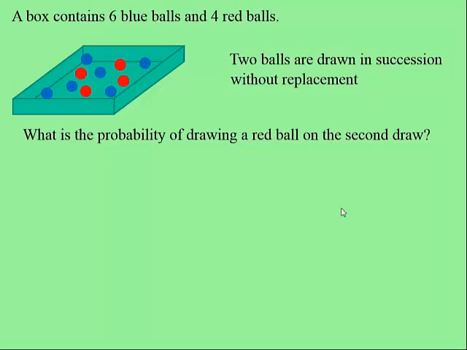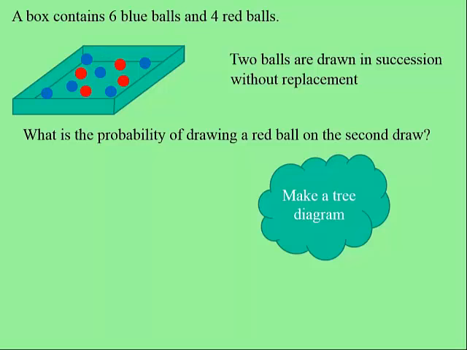So here's another situation. We've got a box of balls. 2 balls are being drawn without putting any back. What's the probability of drawing a red on the second ball? I'm going to show you another handy tool for constructing probabilities. Tree diagram. So if we use the tree diagram, here's the first draw. It can be red or it can be blue.